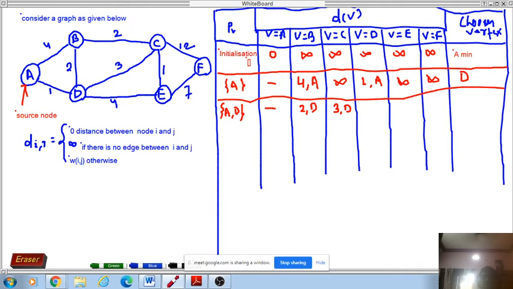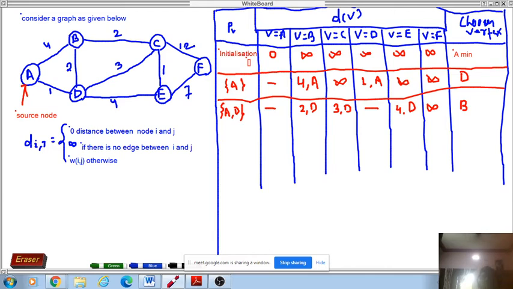Then from D, you can choose B. Is there any path from D to D? No, D to D will not be considered, because I have already chosen it. D to E, yes, D to E is 4. So I have to write 4, and this will be D. Then this is not visited, so infinity. Among these, which is the minimum? The minimum vertex is B, which is 2. So I am choosing this vertex. The chosen vertex is B, because this is 3 and this is 4.